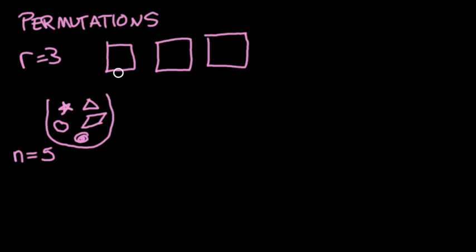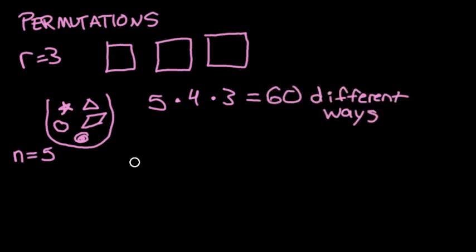Just like we did before, how many different ways for this first spot? Well, I see 5 different ways. And how many different ways for the second spot? Well, 4 different ways, and then 3, and then nothing. So 5 times 4 times 3, 20 times 3 is 60. So 60 different ways.